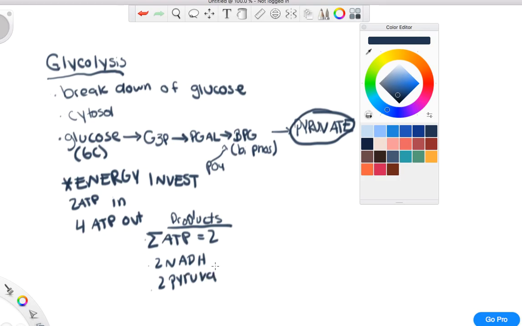So if you have trouble remembering pyruvate, here's what I want you to do. So glucose is a 6-carbon molecule. It's going to be broken down to 2 3-carbon molecules called pyruvate. So this is glucose, and these are pyruvates. Okay.